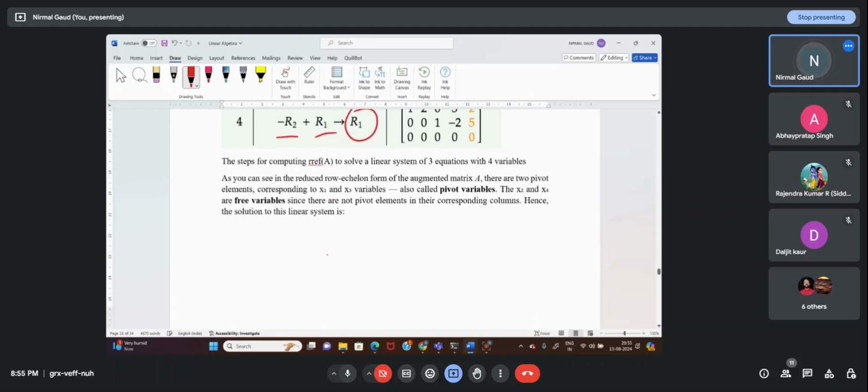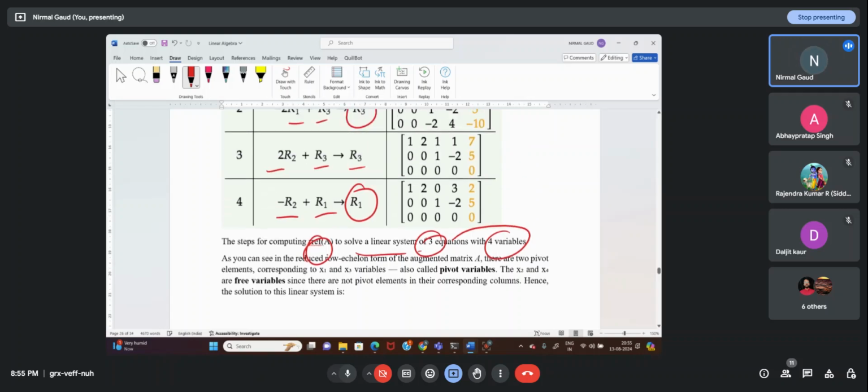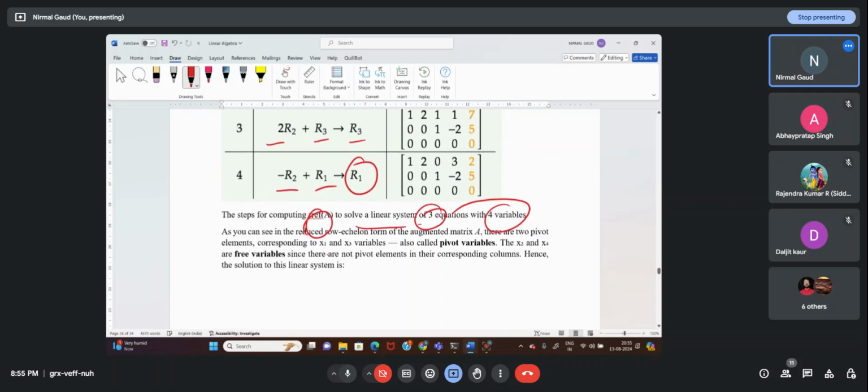So in this matrix, if you want to solve three equations with four variables, we found that we are not getting any identity here. This matrix is not identity. If it would have been identity, then we would get a unique solution. But ultimately, we are not getting this as identity.